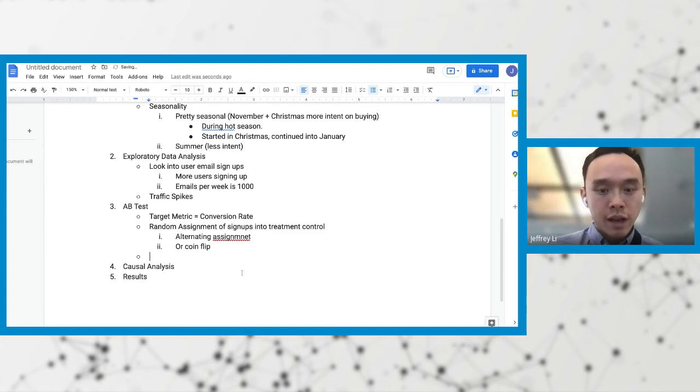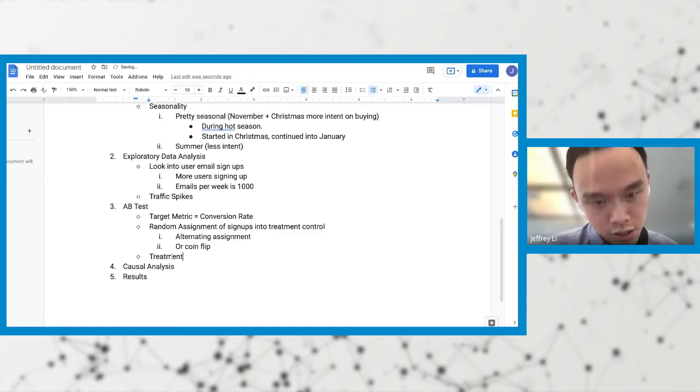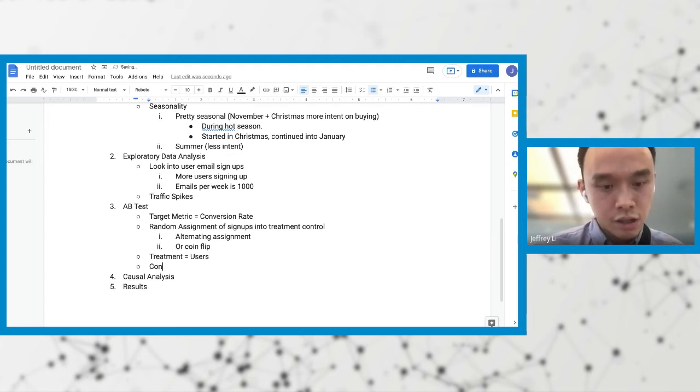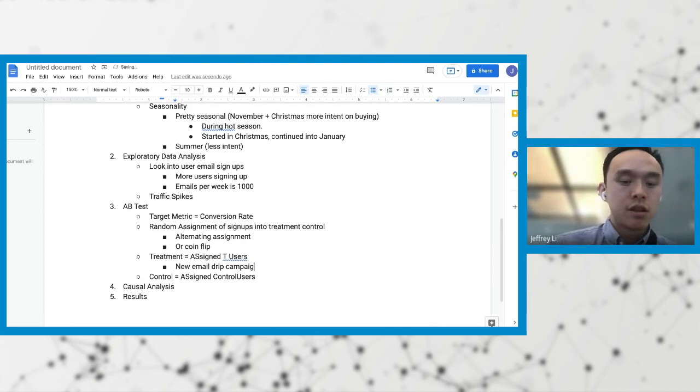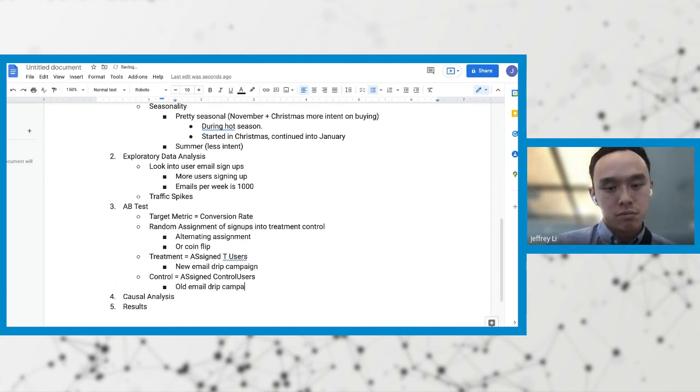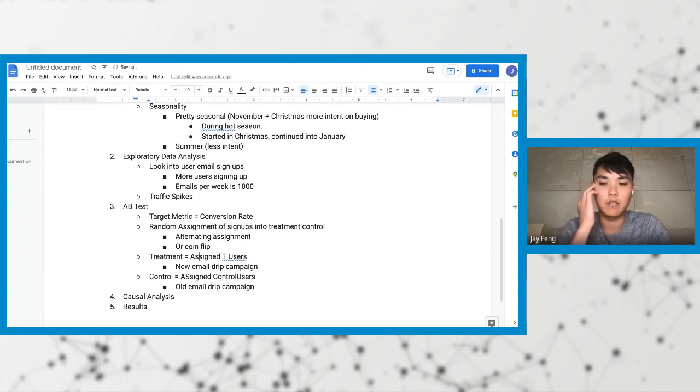So we would have treatment users, and then control users assigned to control. In the treatment, we would have the new email drip campaign, and the control would be the old email drip campaign. Gotcha. Okay. Yeah, that makes sense.